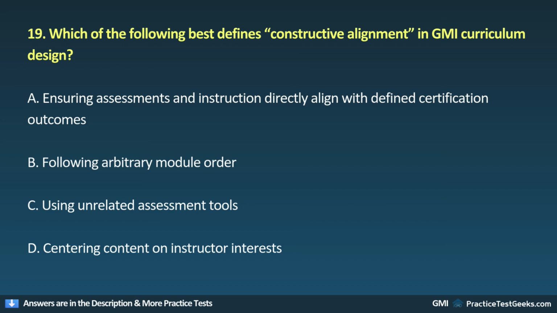19. Which of the following best defines constructive alignment in GMI curriculum design? A, ensuring assessments and instruction directly align with defined certification outcomes. B, following arbitrary module order. C, using unrelated assessment tools. D, centering content on instructor interests.